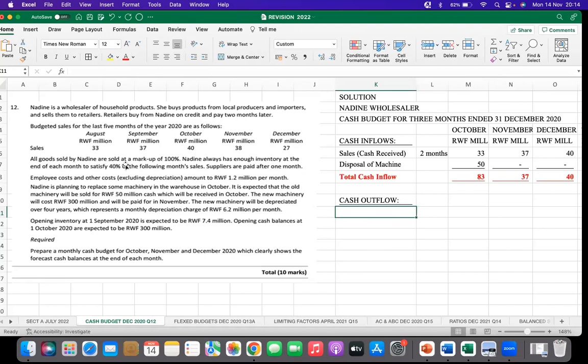All goods sold by Nadine are sold at a markup of 100%. Are we together? Nadine always has enough inventory at the end. That statement enables you to know the purchases. Nadine is a wholesaler. She buys products from local producers and importers. Purchases from what? Producers / importers. And I'll have a working for it because there are some calculations to be done.